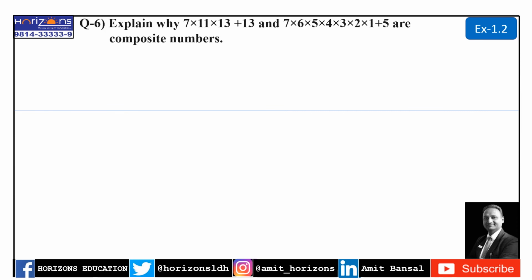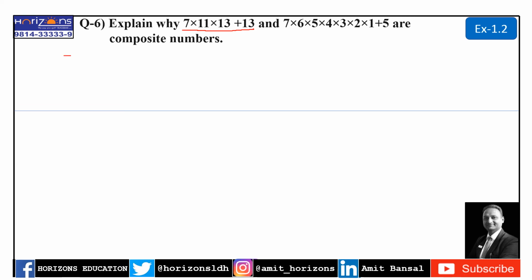So next question is, explain why 7 into 11 into 13 plus 13 and 7 into 6 into 5 into 4 into 3 into 2 into 1 plus 5 are composite numbers. I'll do one for you. Let me do this one: 7 into 11 into 13 plus 13. So now what is a composite number? A composite number is a number which has more than two factors other than itself and 1.